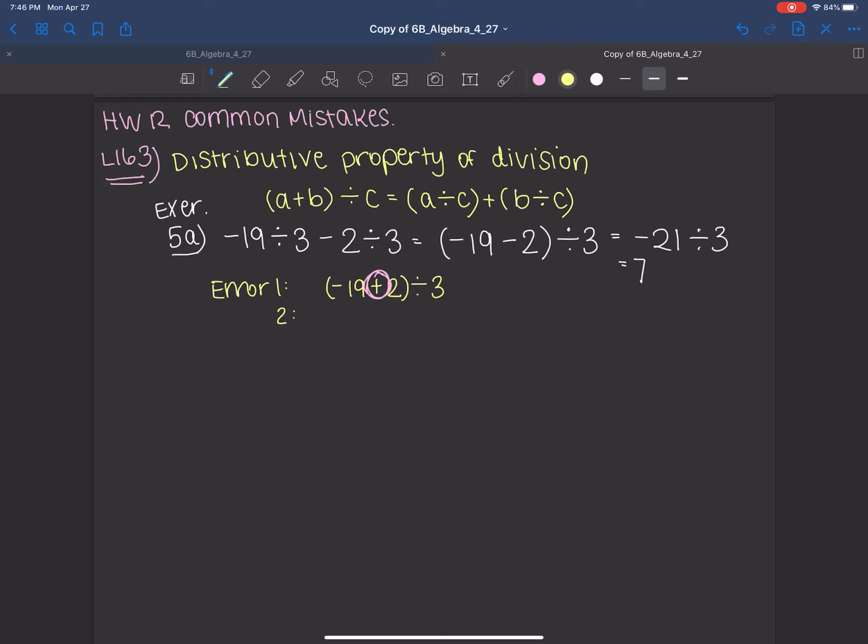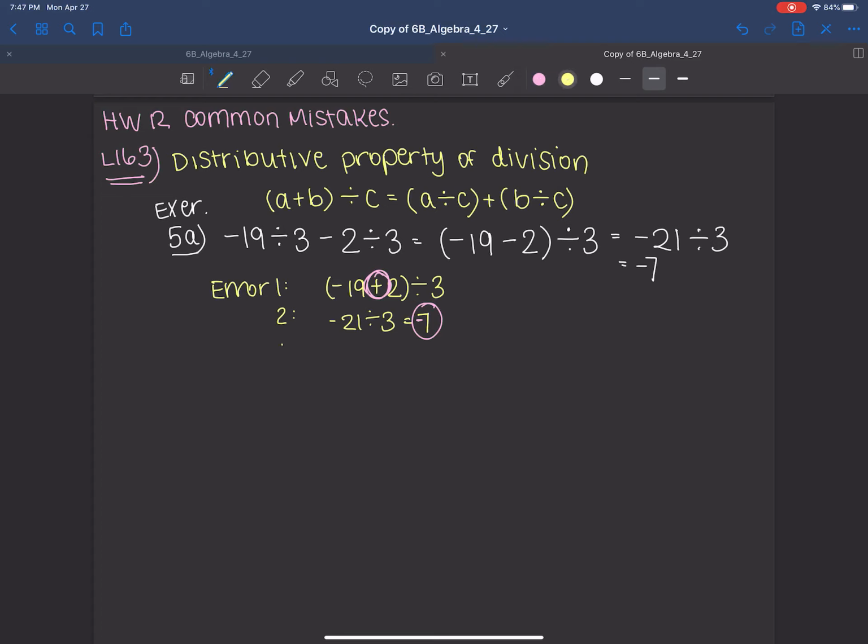So error 2, that was also common, is we got to the minus 21 divided by 3 step, and then the sign just drops. So again, this is wrong. Oh, I wrote that incorrectly over here. It should be minus 7. So it's good to check yourself. Here, we need to remember the minus sign.